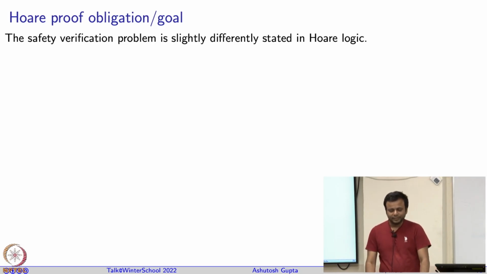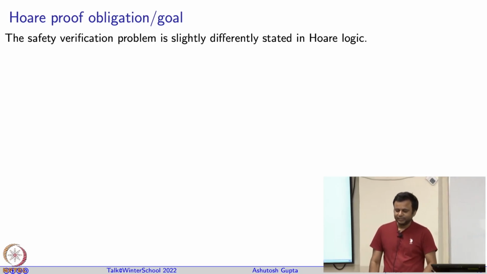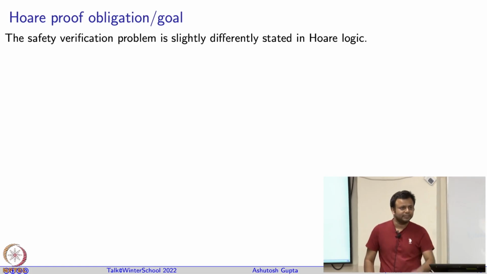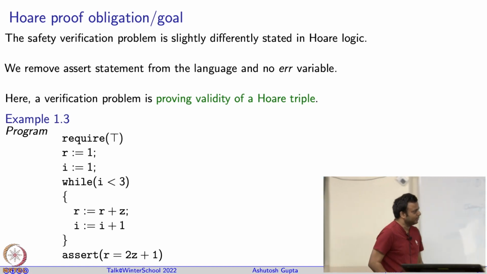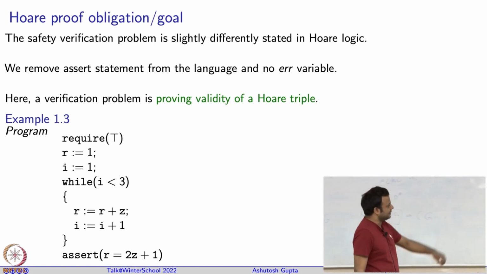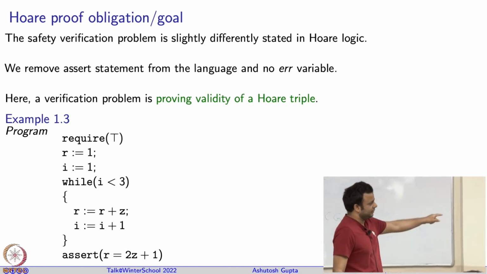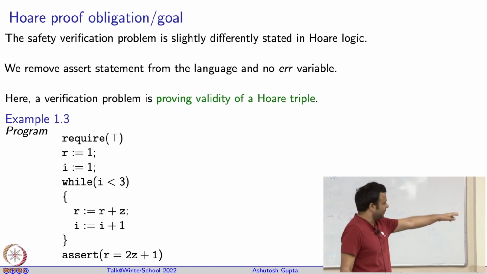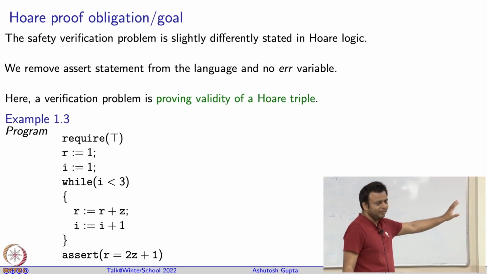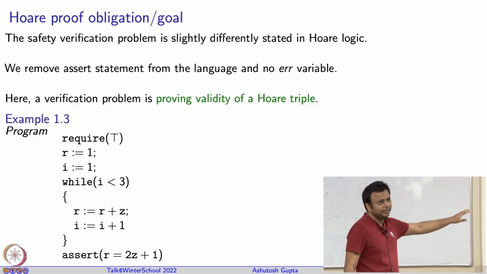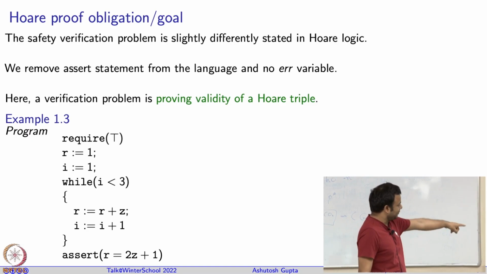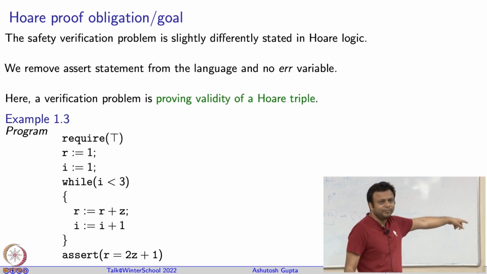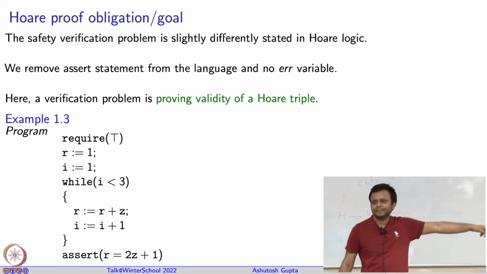The safety verification problem is stated slightly differently, in that you write asserts at the end. Let me show you an example. Let's suppose I give you this program. I say I require something to be true at the start, so require true. This keyword will become important later because Solidity has a require keyword, and at the end I'm saying assert r equals 2z plus 1. Is this program correct, by the way? Do you think this program is correct?